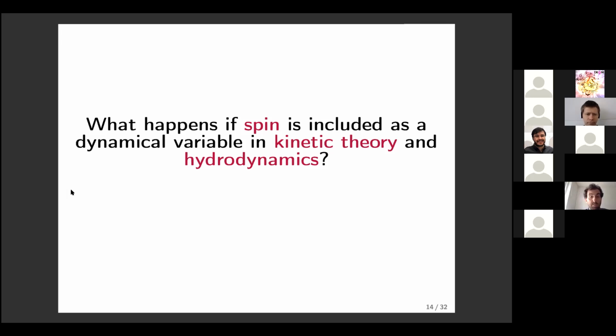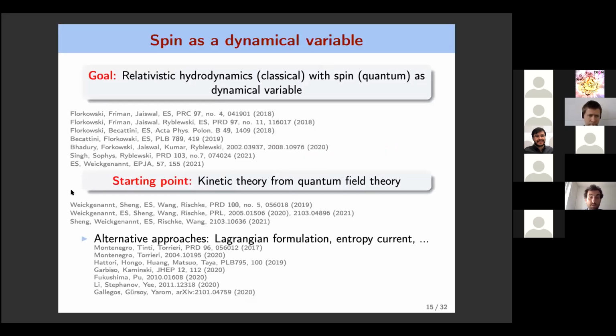And this, in principle, is a question that one should address to understand better the dynamics of spin, which is not necessarily relevant only to heavy ions, but also to other fields where relativistic quantum fluids are present. So this is our task.